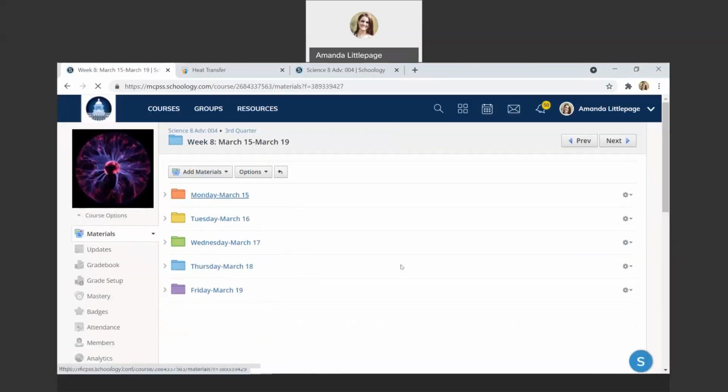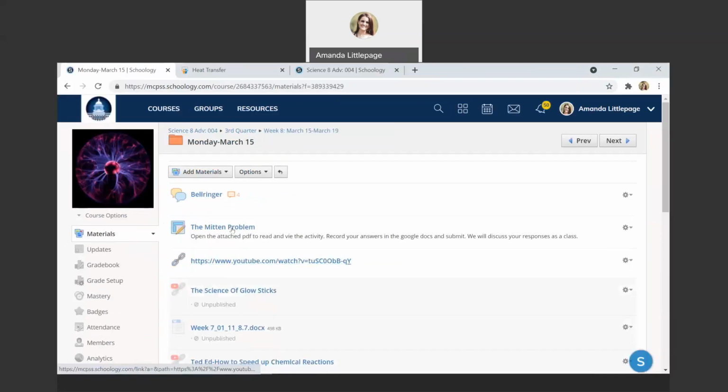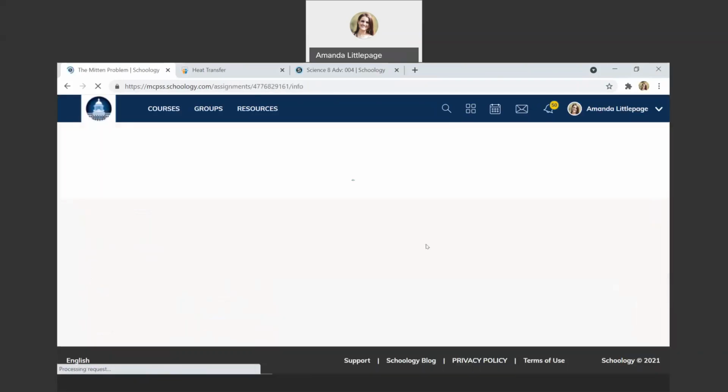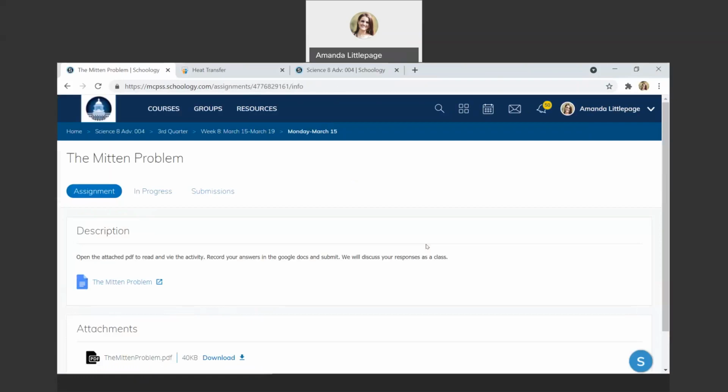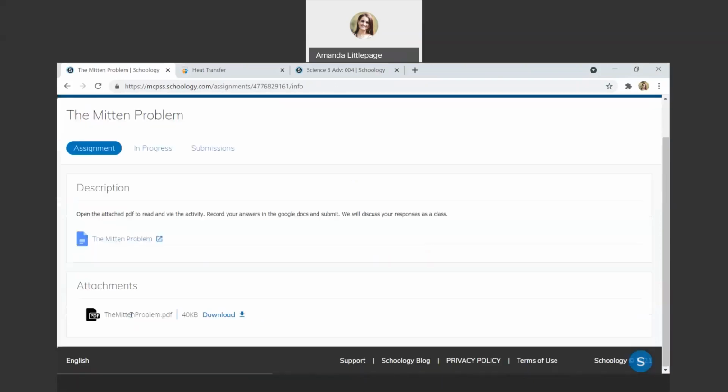I know that most of you were in testing, so some of you may not have even gone back to look at this. You should have. Just because you were testing doesn't mean you're exempt from all of the work. But let's take a look at the mitten problem anyway.